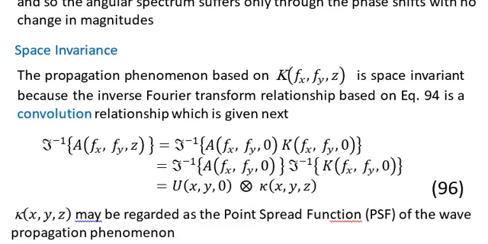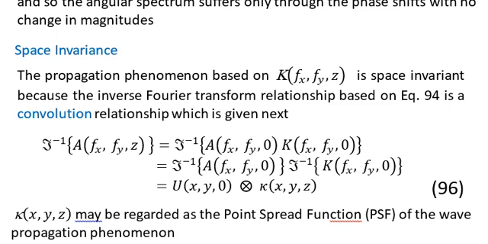Space invariance. The propagation phenomenon based on capital K at fx, fy, z is space invariant, because the inverse Fourier transform relationship based on equation number 94 is a convolution relationship which is given next. So you see that we can write down, for example, inverse Fourier transform of the angular spectrum at the value of z is equal to the inverse Fourier transform of the angular spectrum multiplied by K. So if you take the inverse Fourier transform of each of these quantities, then you have the inverse Fourier transform of the angular spectrum convolved with the inverse Fourier transform of K. There should be a convolution sign over here, which I forgot in the second step, and I have written the convolution sign in the third step.